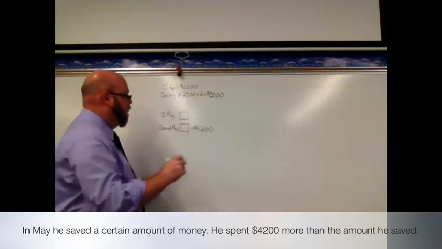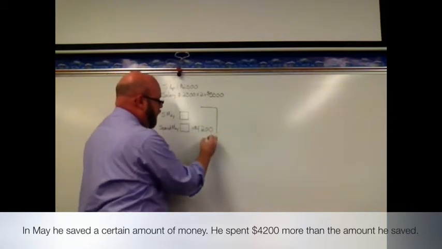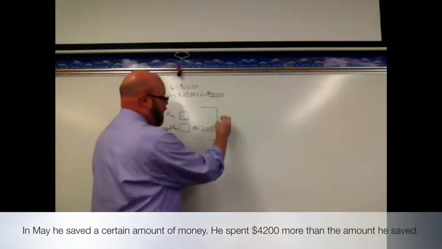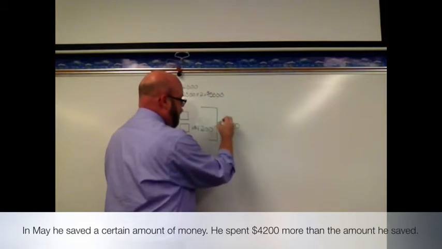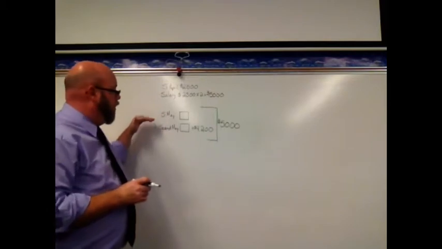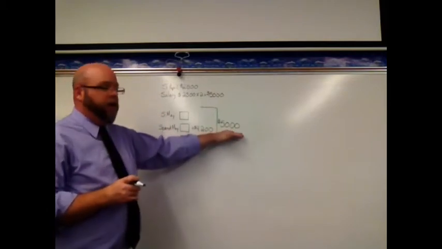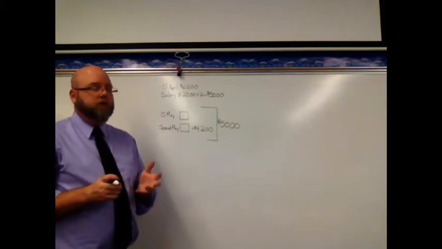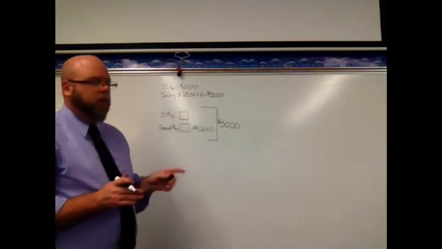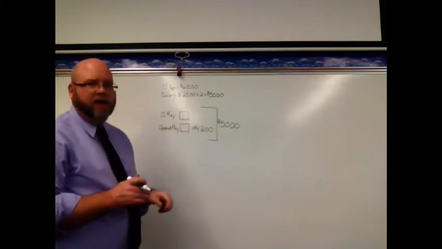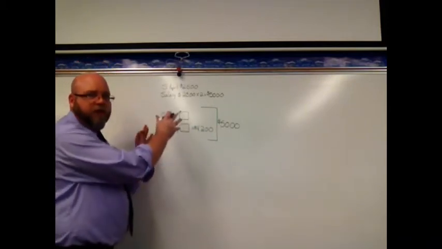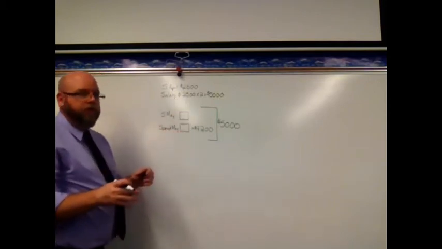But here's the thing. All of this has to total up to his $5,000 monthly salary. So what he saved in May plus what he spent in May has to add up to $5,000. I don't know what these two boxes are quite yet, but I do know I've got this $4,200 floating around out there. So I can subtract that. So I want to find out these guys just by themselves how much money was between those two boxes.